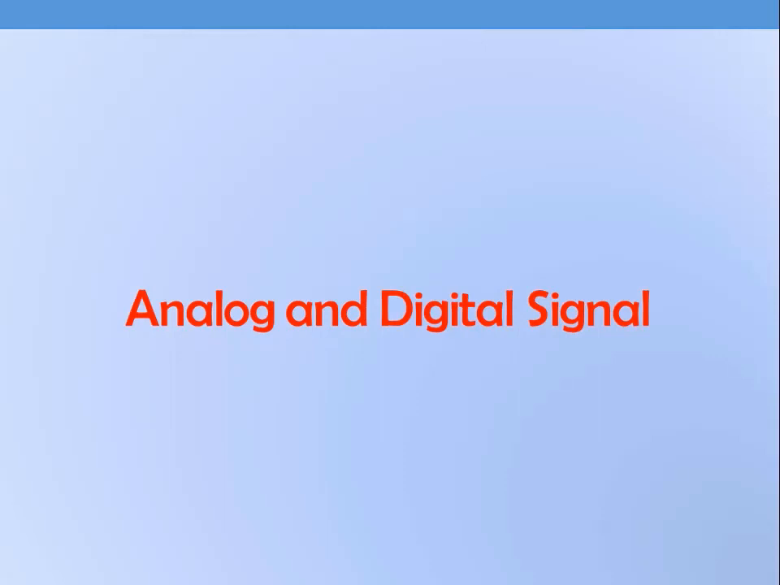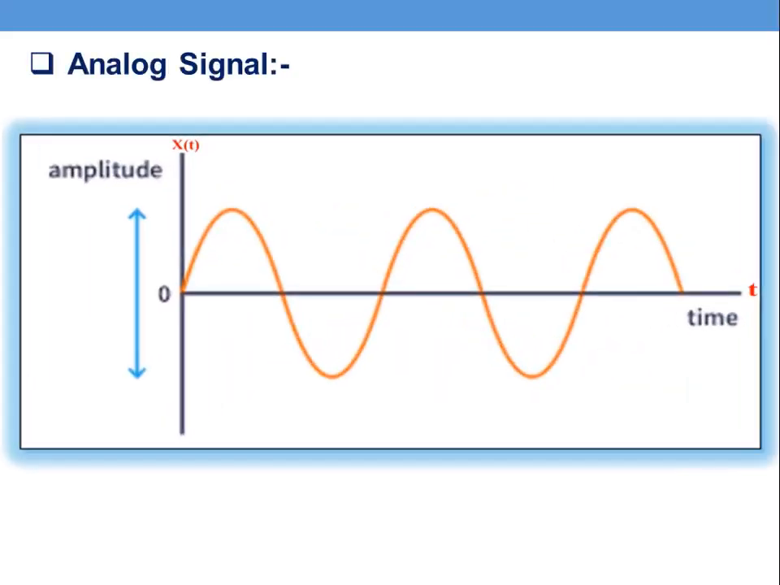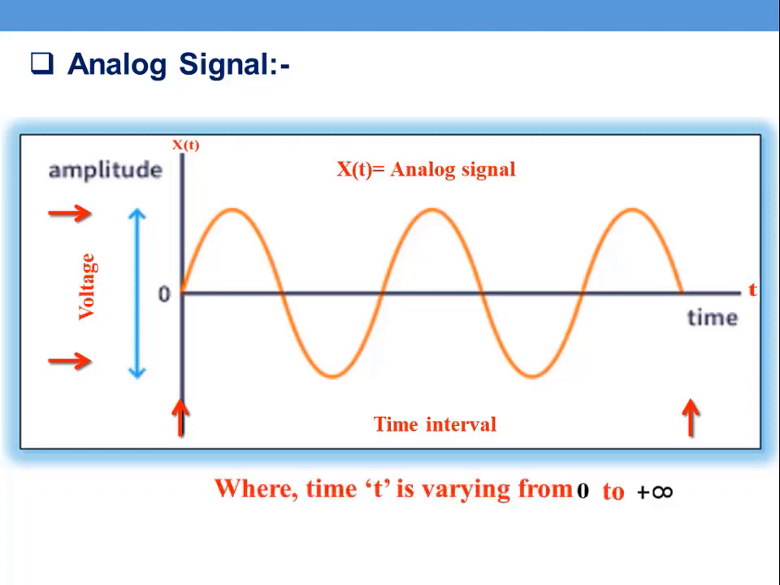First one, analog and digital signal. What is analog signal? Look at the signal representation of analog signal, which is in electrical form. Consider x of t as analog signal here. In this signal representation, voltage is continuously varied with respect to time interval. Here in this signal, time t is varying from 0 to infinity over the x-axis, so that time can be varying from 0 to plus infinity. So that in analog signal, voltage is continuous and it can take infinite number of values with respect to continuous time interval.